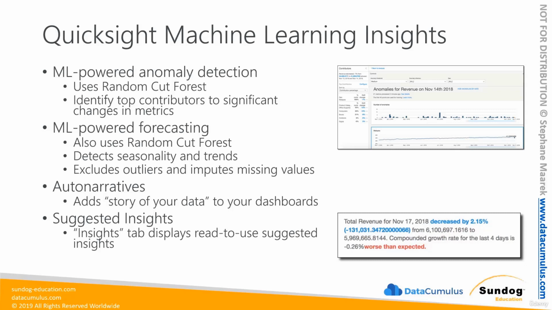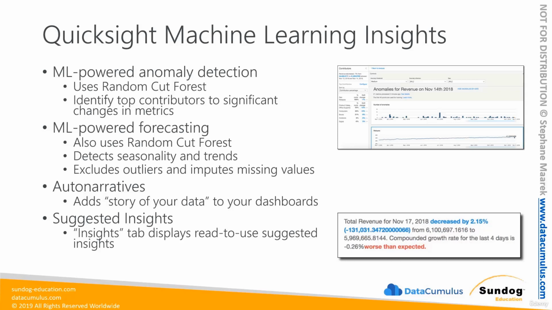It can also do forecasting using machine learning. Very important to remember this, ML-powered forecasting. Under the hood, that also uses their random cut forest algorithm, but it's used to detect seasonality and trends over time. And the way that it works is that it automatically excludes outliers using random cut forest, and it can also impute missing values as well. So by using machine learning, it can take an incomplete or a messy data set and still forecast that while still preserving seasonal trends and longer-term trends as well automatically. So that's what ML-powered forecasting does for you.